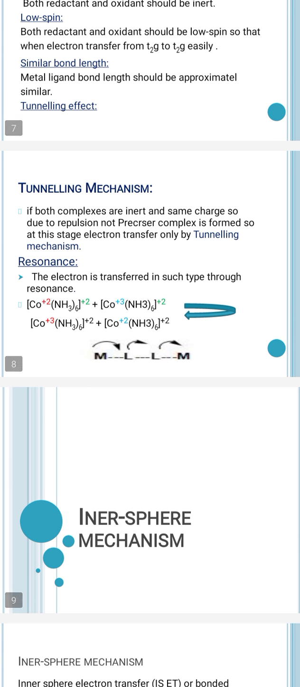As I show in this diagram, the first one is the metal and ligand, then ligand and metal. The electron transfers from the metal to the ligand, then from the ligand to the second ligand, that ligand being the ligand of another complex, and then to the metal. So this is a short introduction to the outer sphere mechanism.